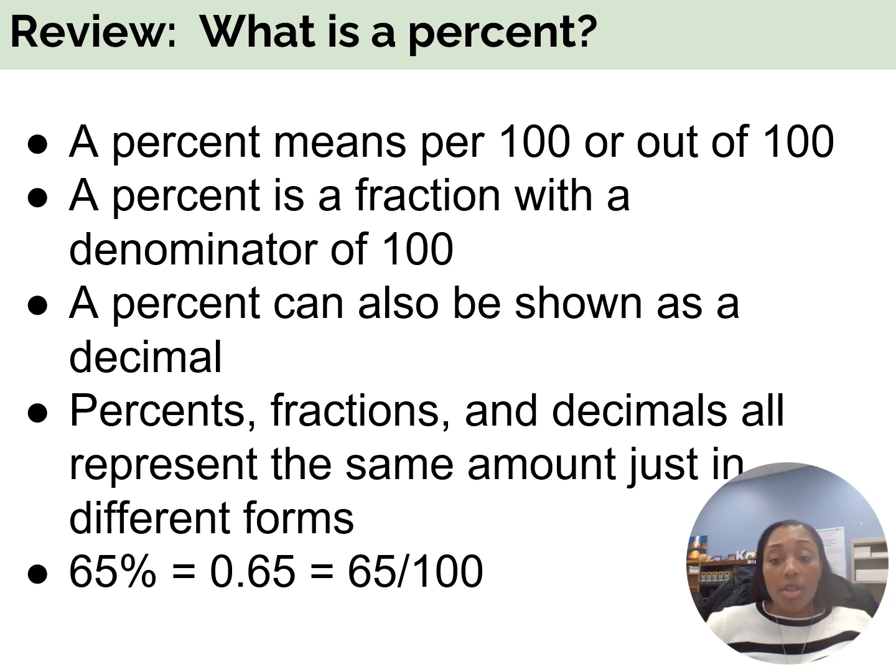So yesterday we learned about what is a percent. We learned that a percent means per 100 or out of 100. We learned that a percent is a fraction with a denominator of 100. We also learned that a percent can be shown as a decimal and that percents, fractions, and decimals all represent the same amount, just in different forms. So if I want to show 65% as a decimal, it'll be 65 hundredths or 0.65. And if I want to show 65% as a fraction, it would be 65 over 100.